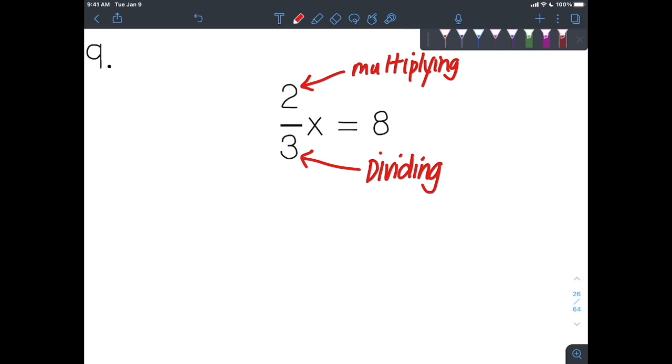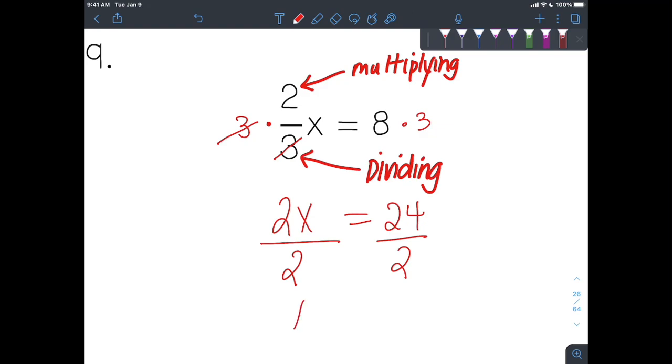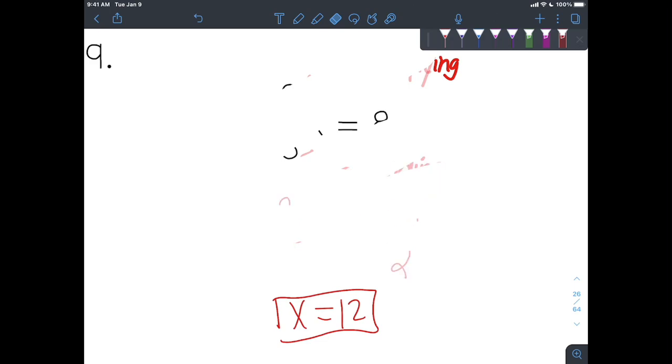Let's get rid of the 3 first. So I'll multiply both sides by 3. They'll cancel here. Now I'll go ahead and I'll get rid of my 2. So yeah, I could totally do it in 2 steps. Super easy. However, let me just go back for a split second.